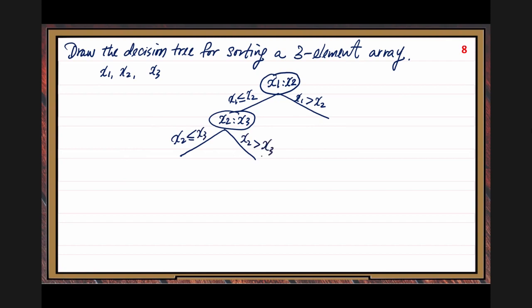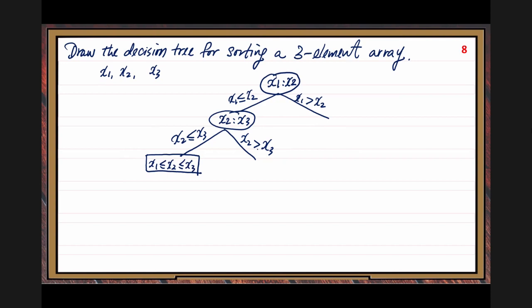x2 less than x3, you get sorted, right? After you follow this decision tree, we use a box to denote the array is sorted. The order is x1 less than or equal to x2 less than or equal to x3. Sorted.